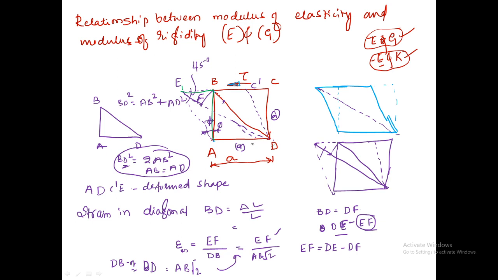So you have shear strain here, that is the angle of deflection, phi. Okay, if you consider this triangle, now this is phi. Now this distance is AB. Now this distance is BE.